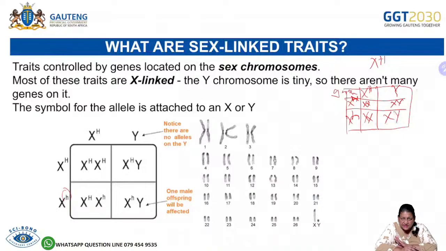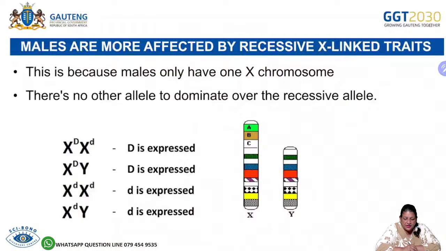So this is basically showing you that sex-linked diseases are always represented by an X chromosome. And we talk about males and females in a sex-linked disorder, and there'll never be an allele on the Y chromosome. Right. So now we move on. This is because males only have one X chromosome. There's no allele to dominate over the recessive allele. So therefore, males are more affected by a recessive sex-linked disorder.